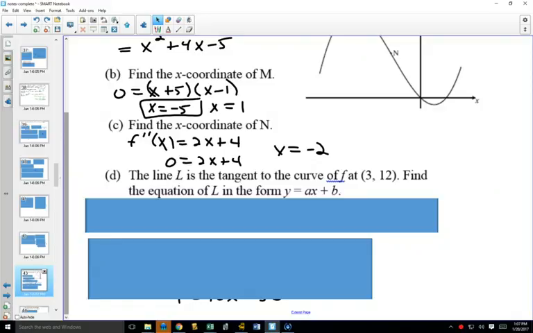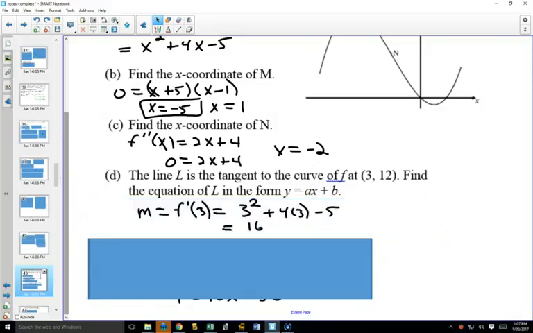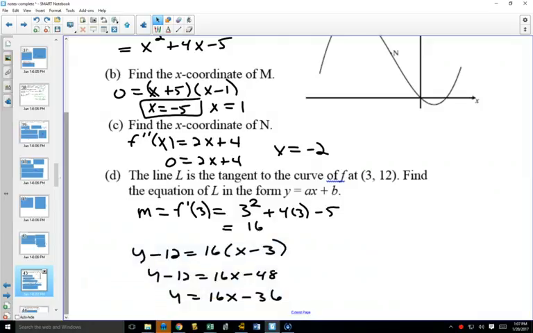So how do we find the slope of our tangent line? We plug 3 into our first derivative. So when x is 3, our first derivative is equal to 16. That would be the slope of our tangent. And now that we have the slope and a point, we can plug that into either y equals mx plus b or our slope-intercept form of the line, simplify, and we get the equation of the line.